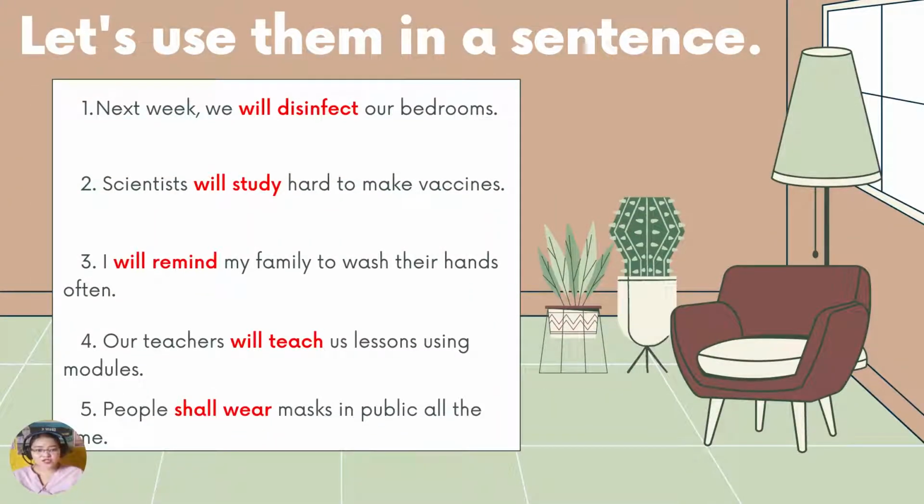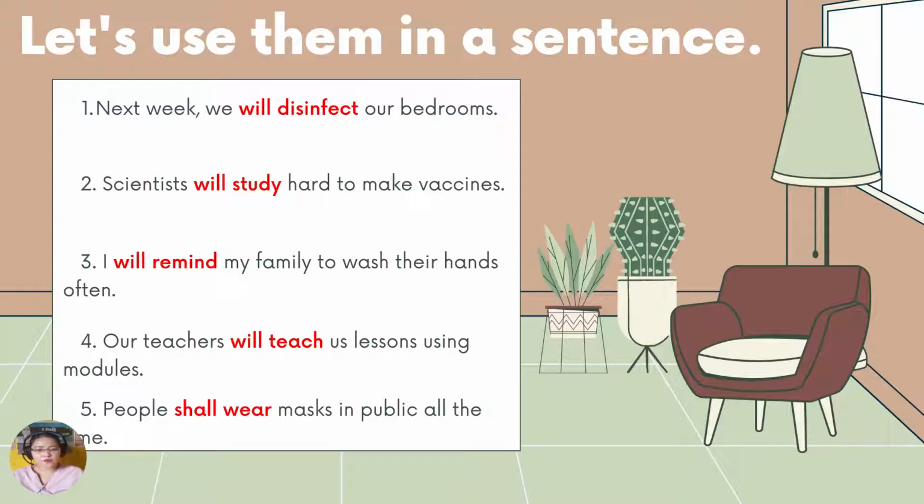Now, let's use them in a sentence. Number 1, next week we will disinfect our bedrooms. Will disinfect is the future tense of the verb. Number 2, scientists will study hard to make vaccines. Will study is the future tense of the verb.